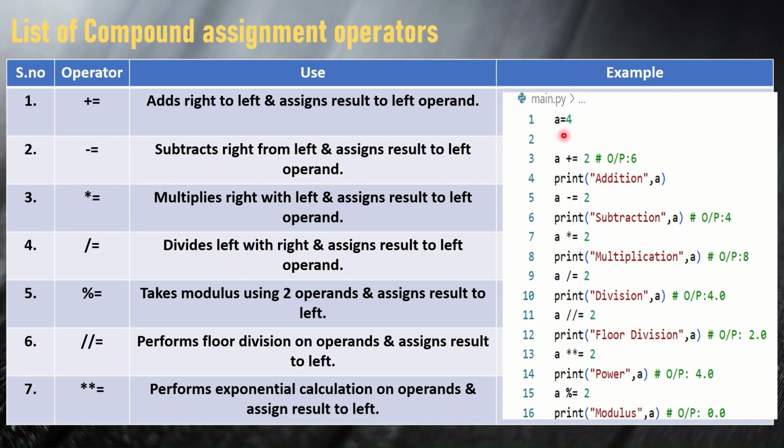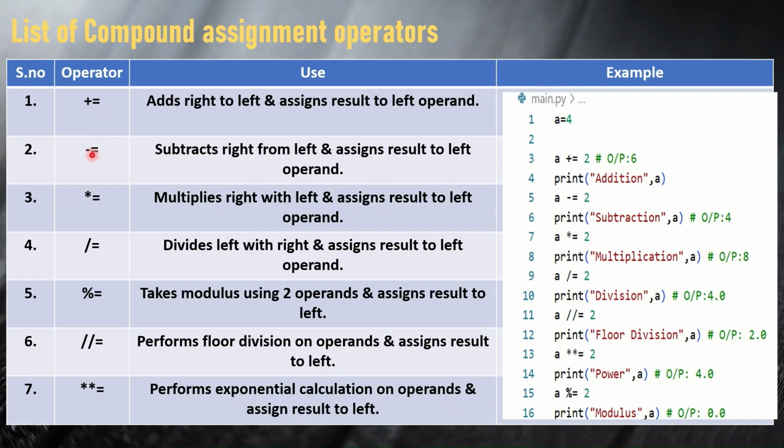So here, you can see in this example, I have declared the initial value of a as 4, and then I have used the compound assignment operator, which is plus equals. What this statement means is a equals a plus 2, right? So I have the value of a as 4 and I am adding the value of 2 to it. So the final output will be 6. I'm printing the addition of a, so that outputs the value of 6.